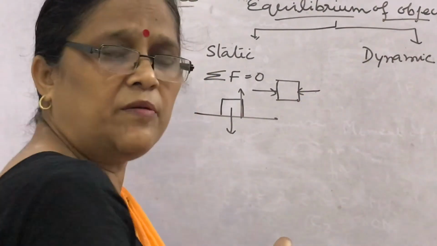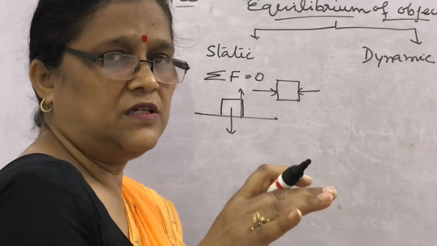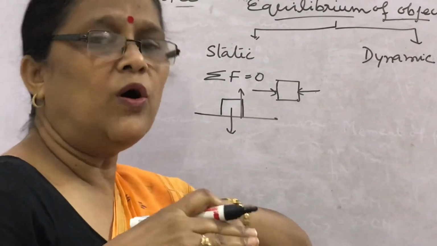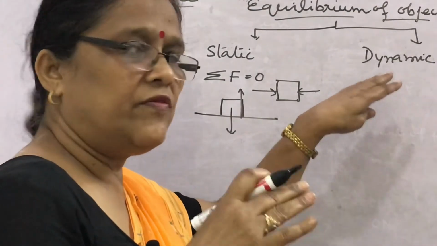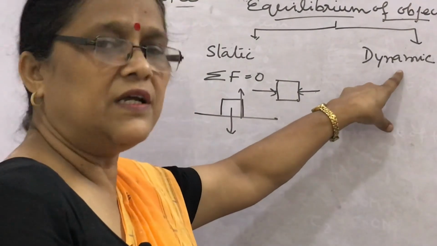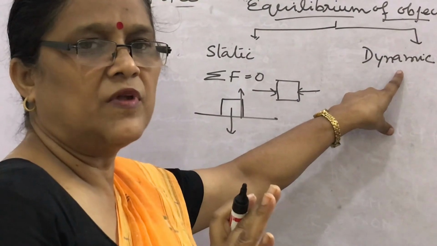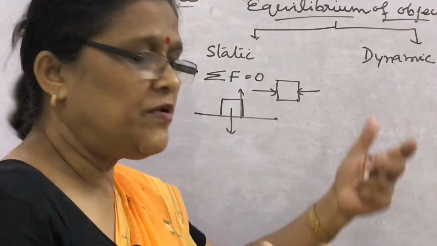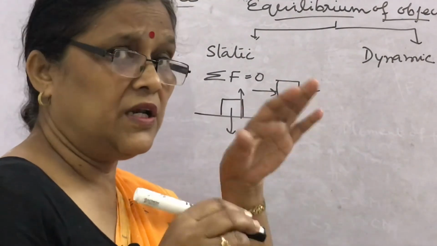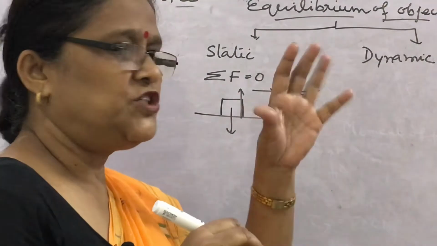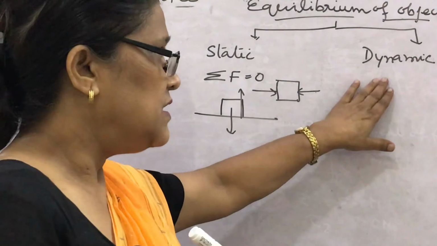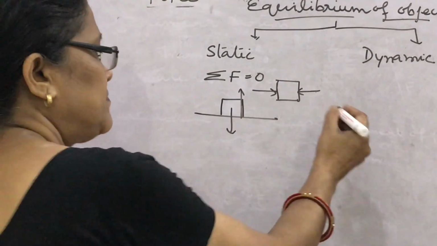What about dynamic equilibrium? If an object is in a continuous state of linear motion or rotational motion under the effect of several forces, then it is said that the object is in dynamic equilibrium. Dynamic means in motion. What type of motion can the object have? Either linear motion or rotational motion. So, under the effect of so many forces, it should not change. What? Linear or rotational motion. Then it is said to be dynamic equilibrium.